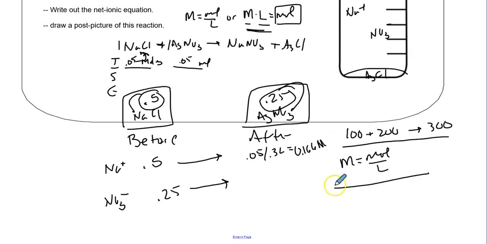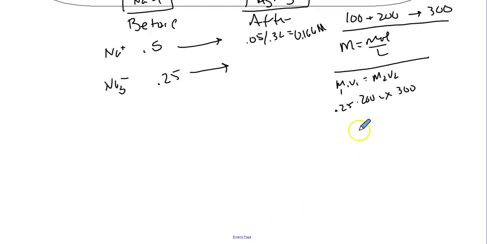The other version, because I'm not adding any new stuff in, is a dilution. M1V1 equals M2V2. The initial concentration of the silver nitrate is 0.25, initial volume 200 milliliters, and ending volume 300 milliliters. So 0.25 times 200 divided by 300 equals 0.166, which is the same as the other one.